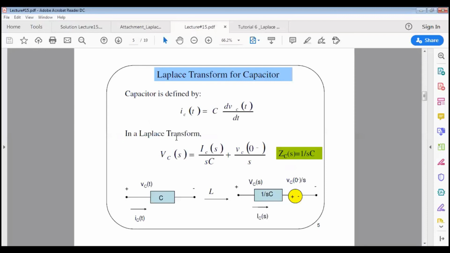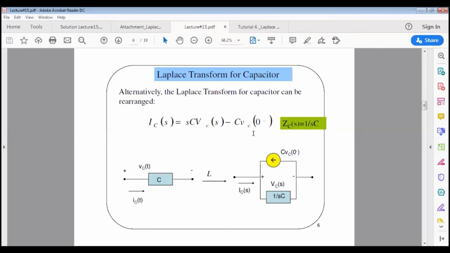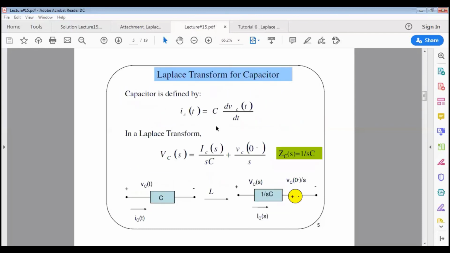This is the previous slide, which is obtained from these equations here. We are now writing IC(s) in terms of VC(s). So we're going to have this term. You can work out for this, and you can prove on your own the equations that relate IC(s) and VC(s).